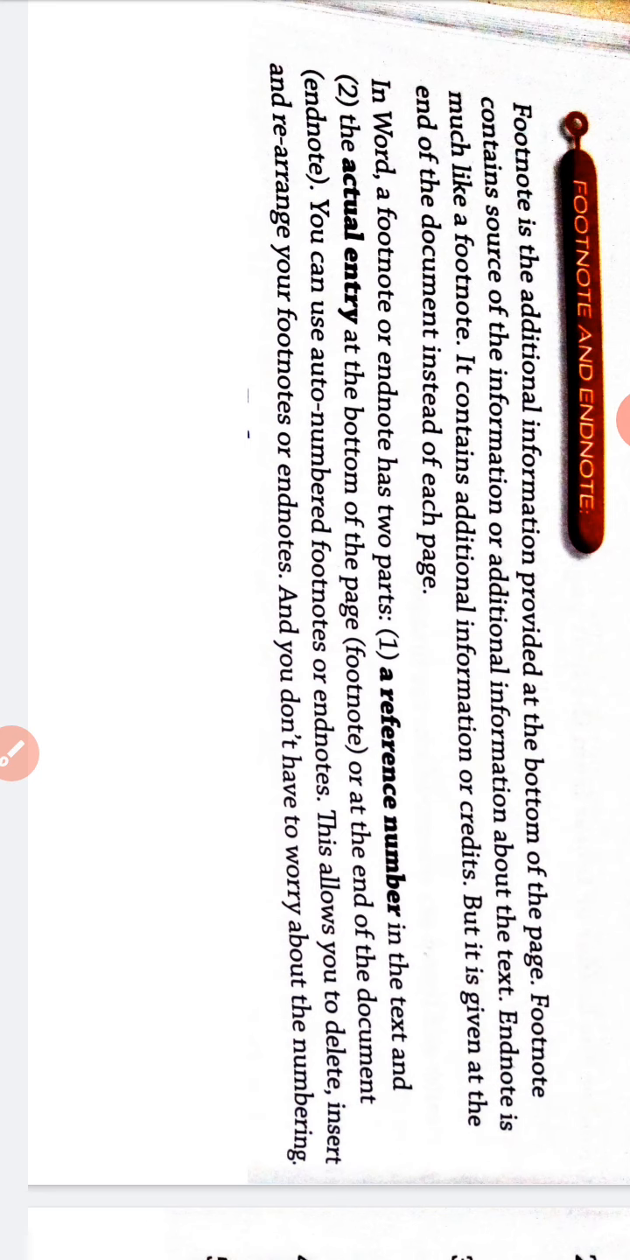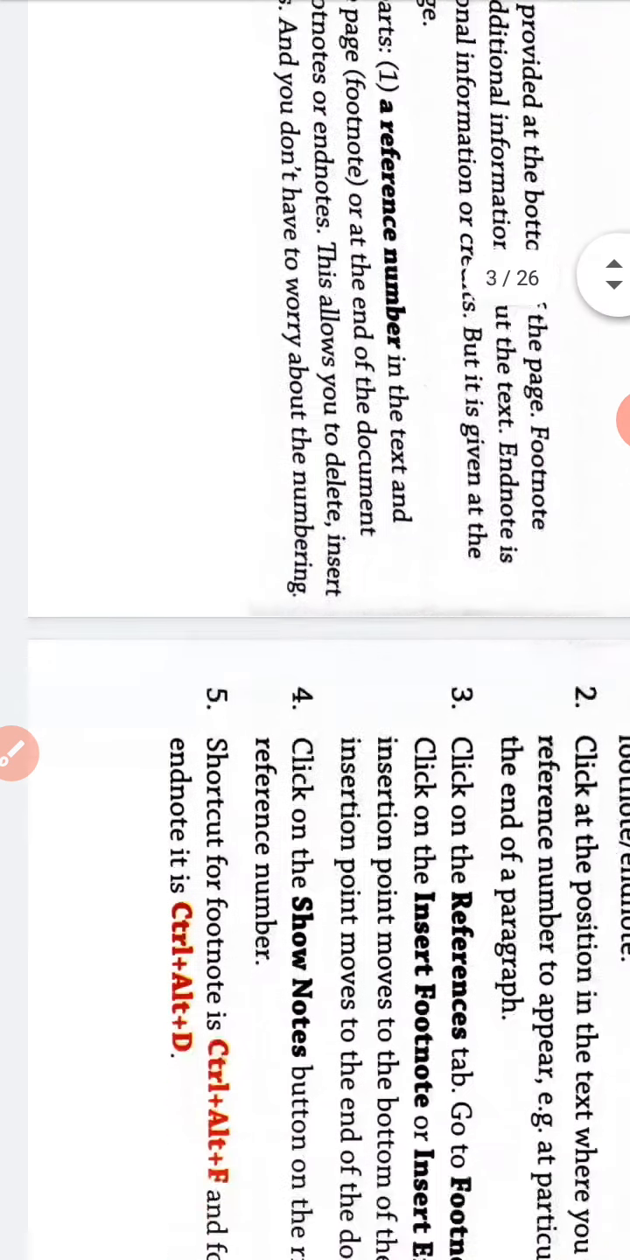In Word, footnote or endnote has two parts. First one is reference number, second one is actual entry. First one, reference number in the text. Second, the actual entry at the bottom of the page or at the end of the document. You can use auto-numbered footnote or endnote. This allows you to delete, insert and rearrange your footnote or endnote, and you don't have to worry about the numbering.